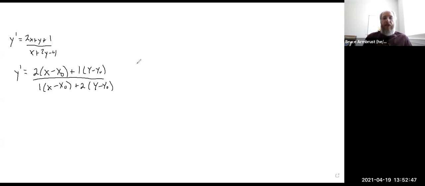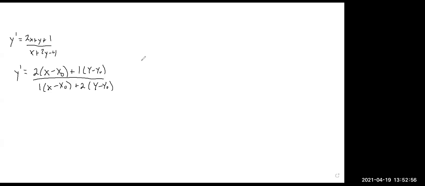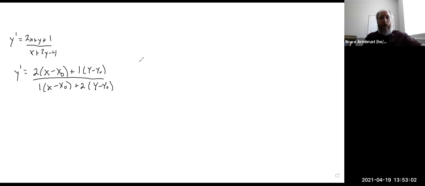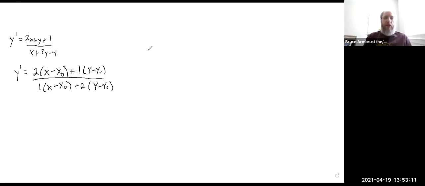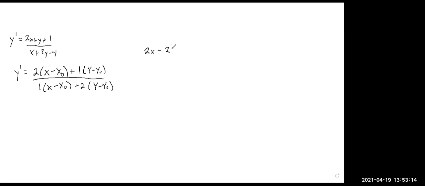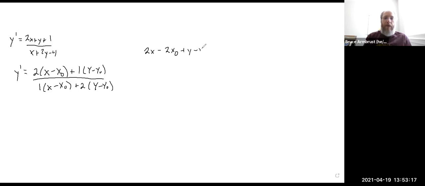Okay, so I guess the question is, what do the x naught and y naught have to be? How are we going to answer that? Do we take the partial of the original one with respect to y and x? We do not need to take the partial. We just make a system of equations. Look at the top: you have 2x minus 2x naught plus y minus y naught. That needs to equal 2x plus y plus 1.